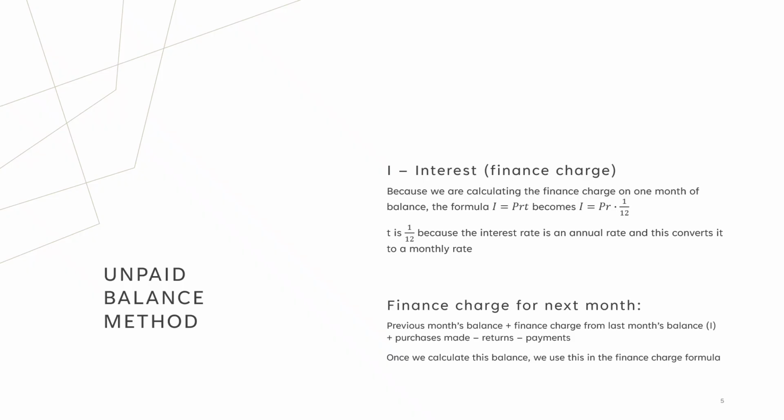In order to find the finance charge for the following month, we take our previous month's balance, add on any finance charge from last month's balance, add the purchases made, subtract any returns, subtract any payments, and then we can find the next month's finance charge, because that will give us the unpaid balance.